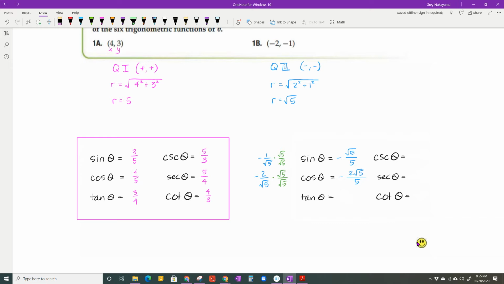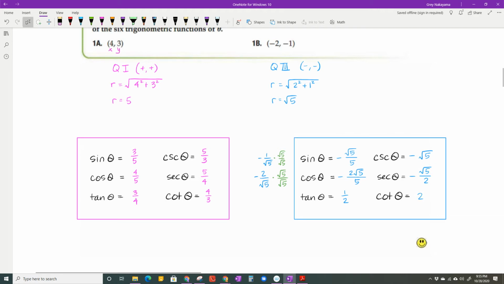Tangent is y over x, which is -1 over -2, which is 1/2. And then I'm going to flip it. And this is why I write it over here at first, because this one, you don't want to flip this guy. This is much easier to flip, because if you flip that, it just becomes square root of 5 over 1, or negative square root of 5. Flip the next one, negative square root of 5 over 2, and of course 1/2 flipped is 2. So those are our answers.